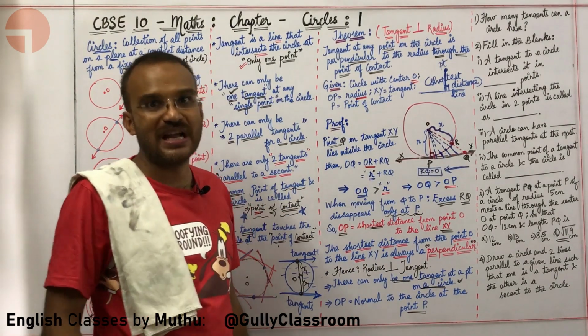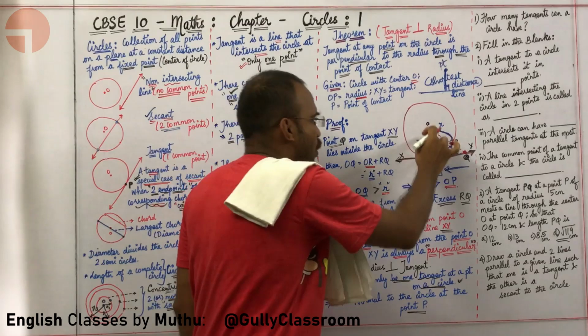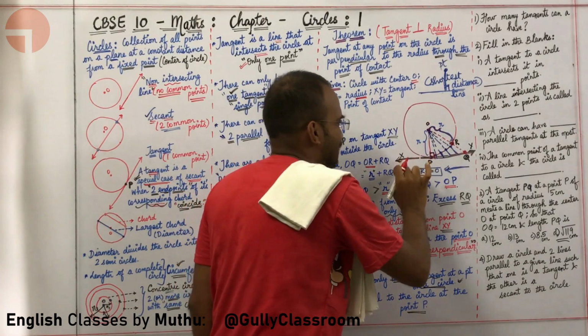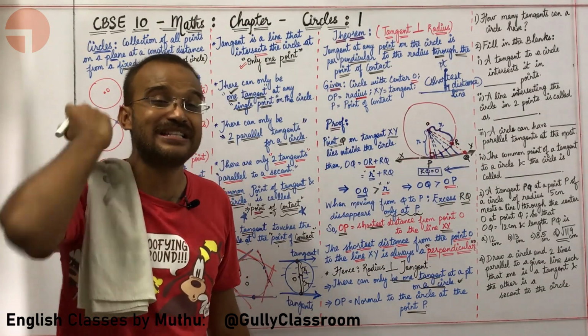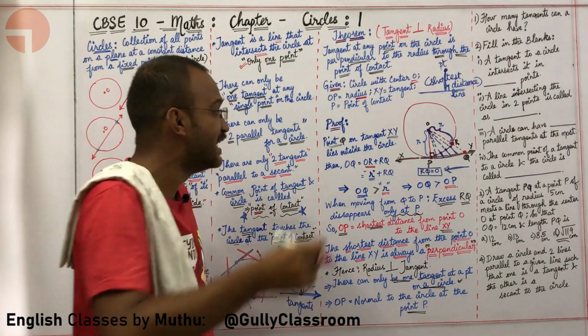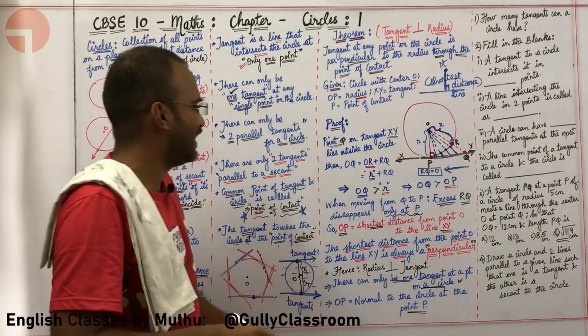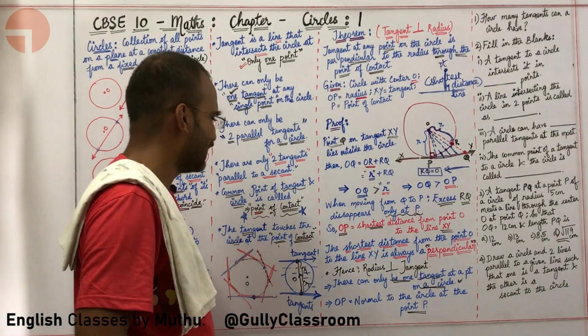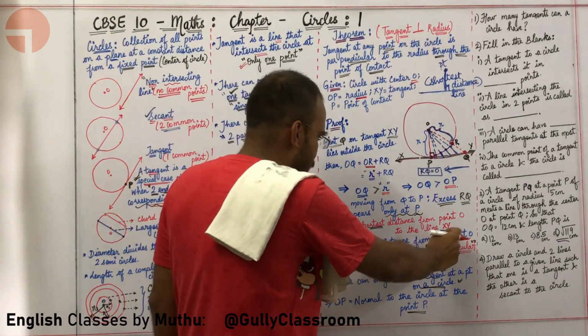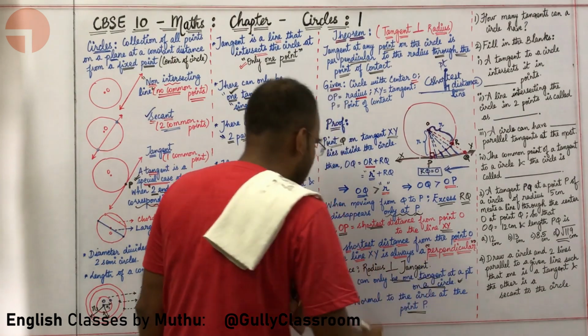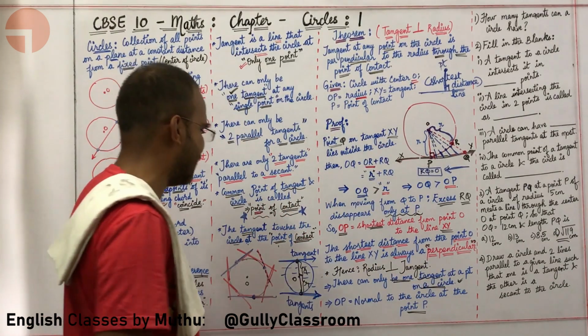What did you prove, sir? I have just proved that OP radius is perpendicular to the tangent XY, right at the point P, right at the point of contact. Okay sir. So the shortest distance from the point O to the line XY is always a perpendicular. So radius is perpendicular to the tangent.